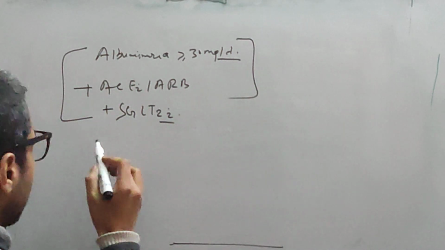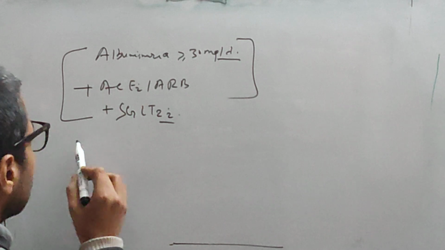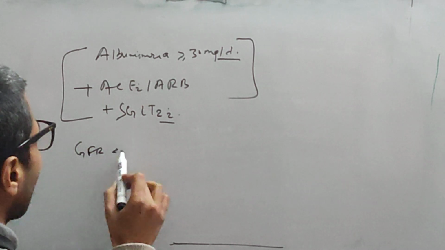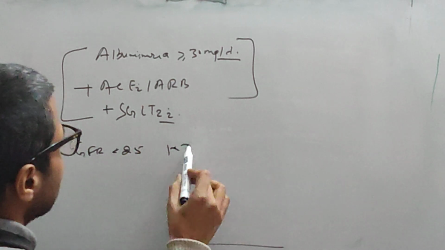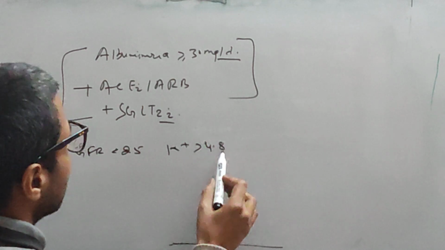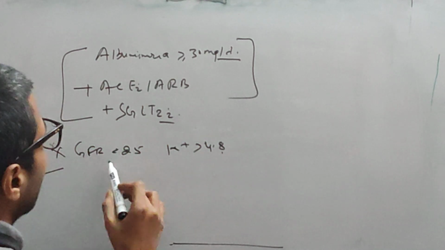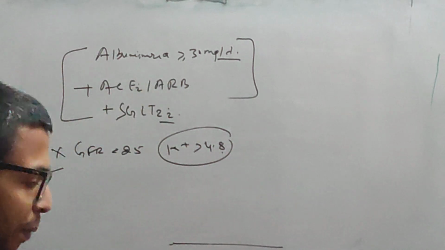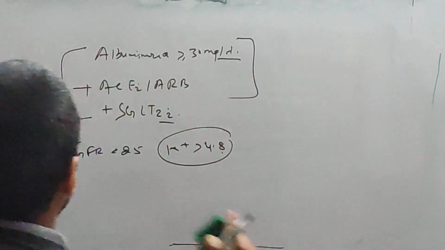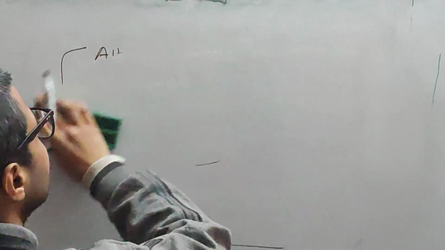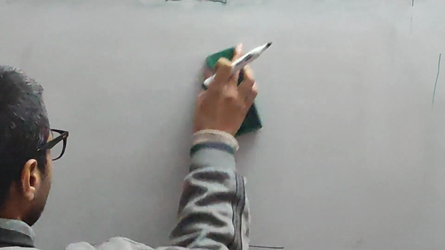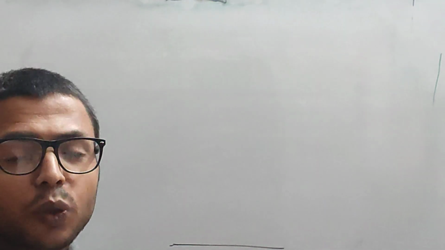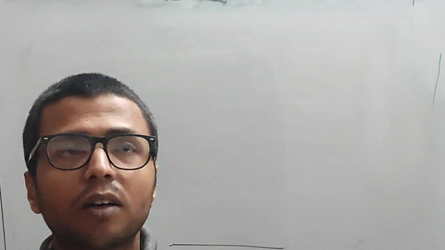And in which group of patients don't we need to give it? If GFR is less than 25 or serum potassium is greater than 4.8, we don't give it. Why? Because it causes hyperkalemia. That's why we need to avoid it if GFR is low and serum potassium is greater than 4.8. So you understood the indication of MRA in diabetic kidney disease.